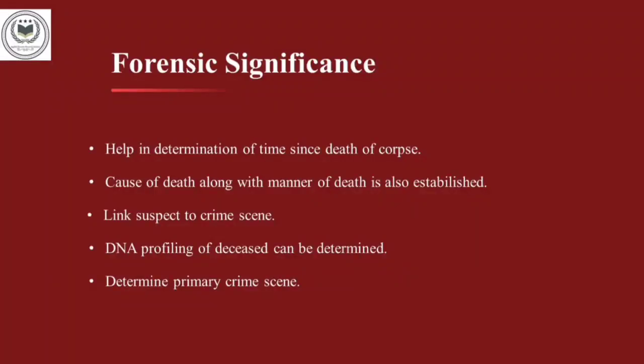Now we will discuss some of the forensic significances of forensic biology. Forensic biology helps in the determination of time since death of a corpse. It is also used to link a suspect to the crime scene. It also determines the primary crime scene. It is also used to determine the cause of death along with the manner of death. And the DNA profile of the deceased can also be determined.